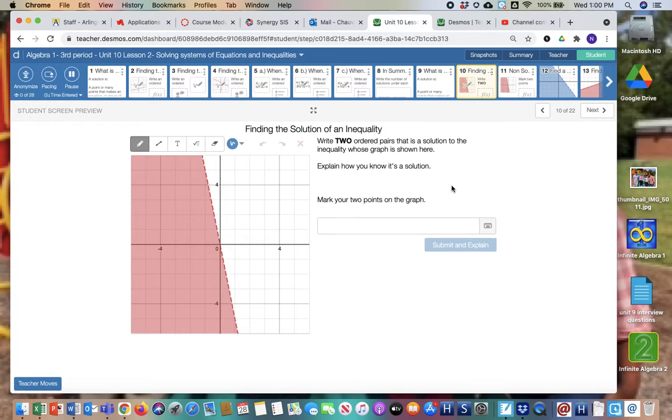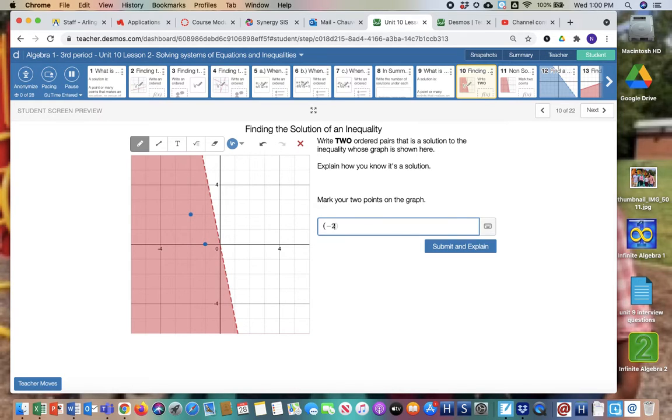Okay, so let's go to screen 10. Write 2 ordered pairs that are solutions to the inequality graph shown here. Okay, now remember, it can't be on this dotted line because that's a dotted line that's dashed. Okay, so how about right there? I'm going to pick that point, and how about, I don't know, whatever. I can pick wherever. So what is this at? Negative 2, 2. So there we go.